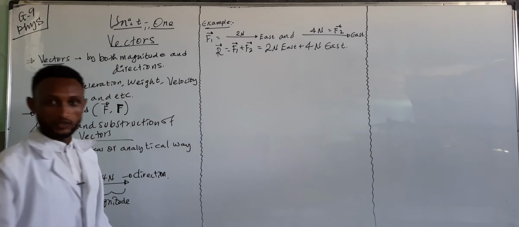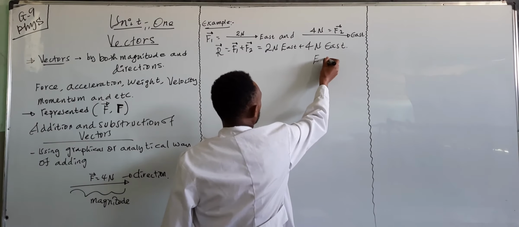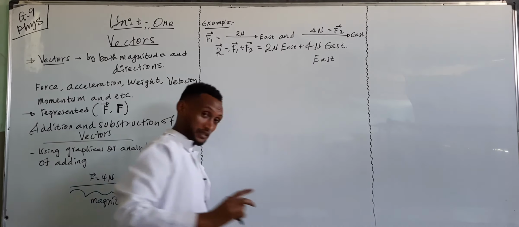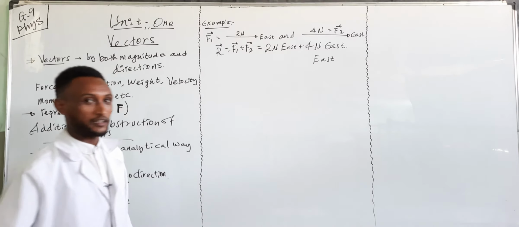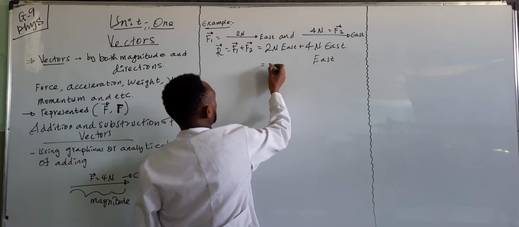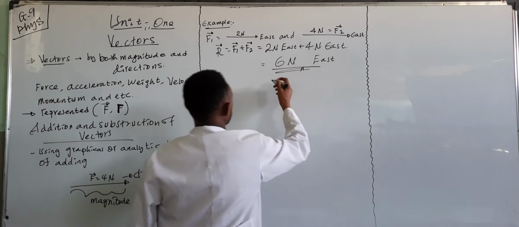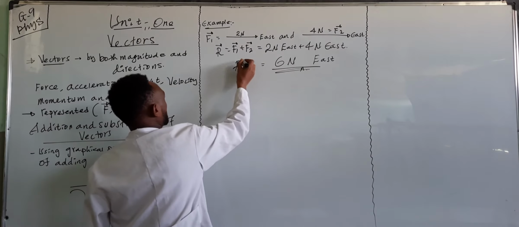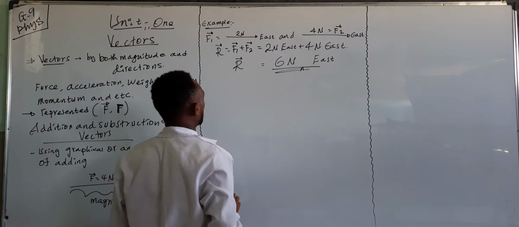Now, the directions of the two vectors are similar. You can take the common direction. So, in the east direction, since they have the same direction, you can simply add their magnitudes. Their magnitudes are 2 Newton and 4 Newton. Simply, this one is 6 Newton in the east direction. That means the resultant of the two vectors, force 1 and force 2.